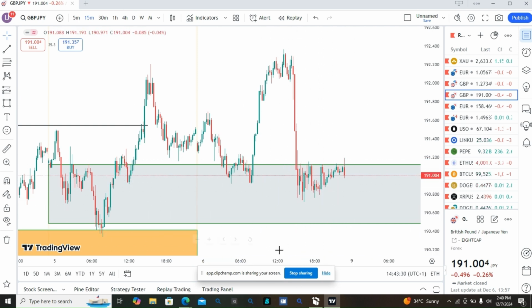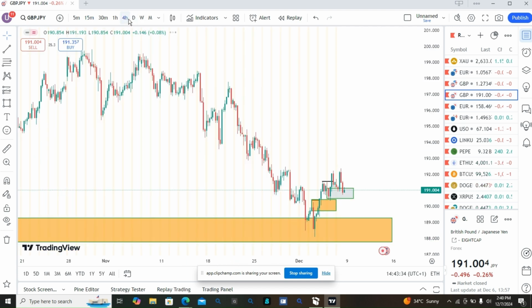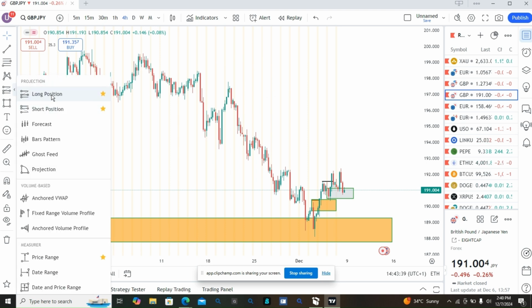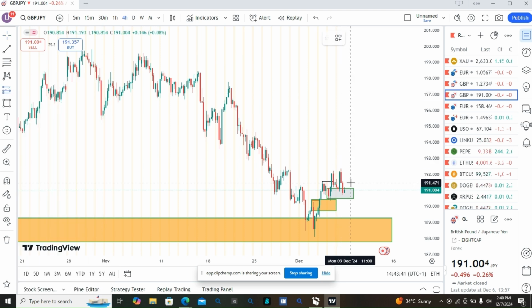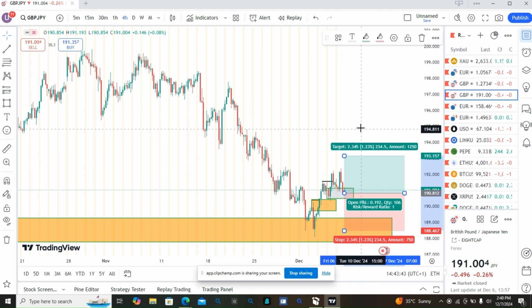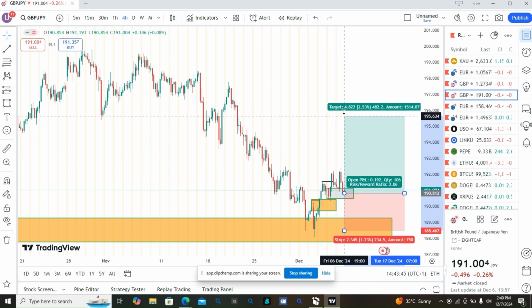Once you see a change of character, that's when you do what? Buy. To where? To this zone. Let me show you where this buy will take you. If you buy from our other block, from this zone, you hold your price, hold the market. Market is coming to this zone. There's a fair value gap here.